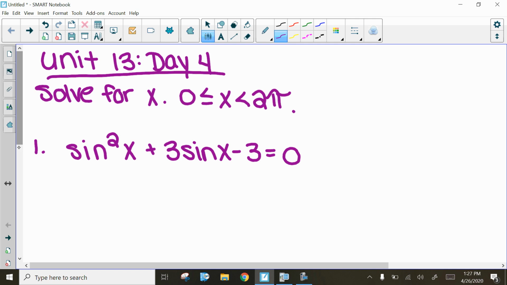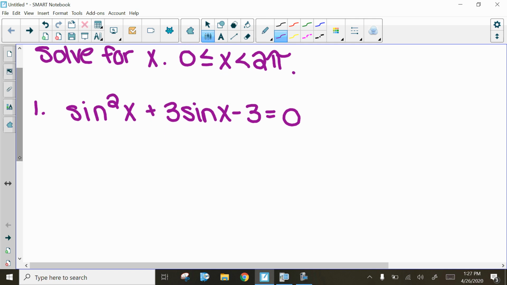So looking at this first problem, I have sine squared plus 3 sine x minus 3 equals 0. It's set up to factor, looks like we already know what we're doing. However, if we try to factor it, it's not going to factor. So just like in any other quadratic, if it does not factor, we need to use another method. So we're going to use the quadratic formula. And we're very happy about it.